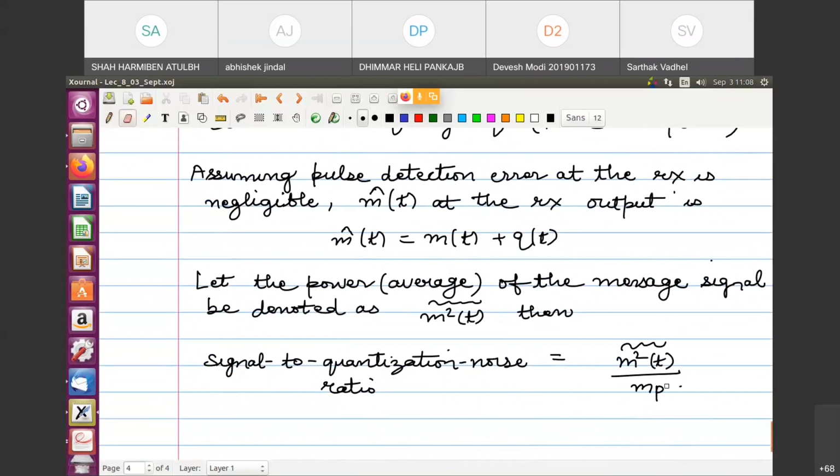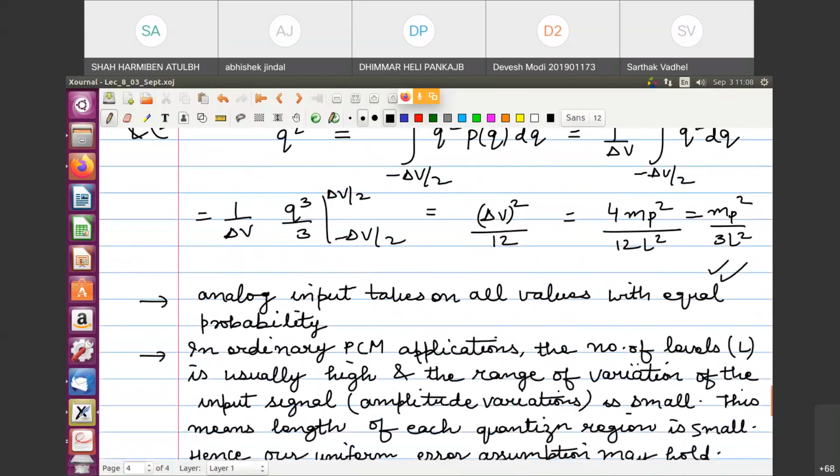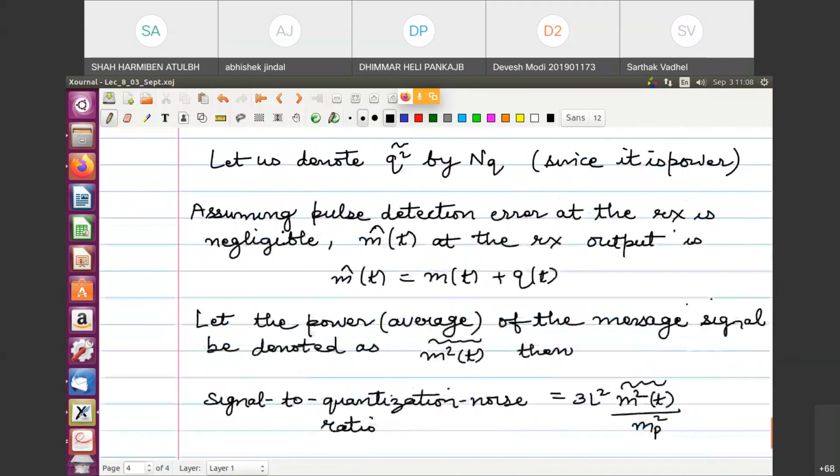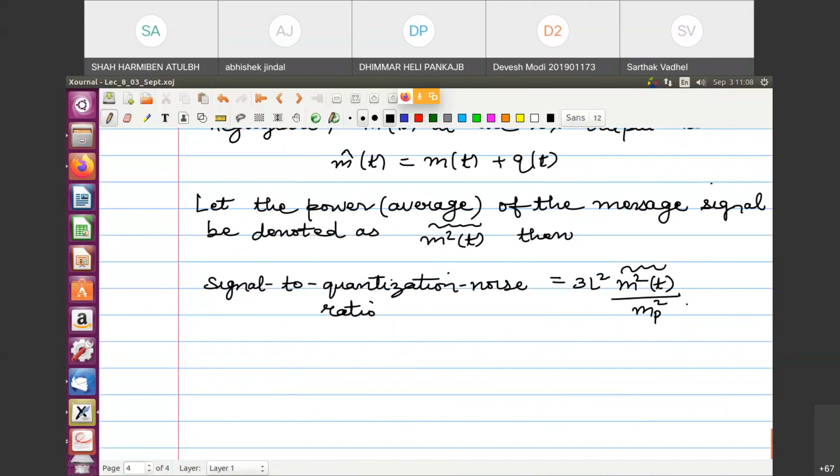Square proper derivatives, P should be in the foot. Mp square, and this is 3L square. So simply it comes to this divided. So this is called SQNR. In some books you will find that people are using SNR only. So this SNR can also be valid.